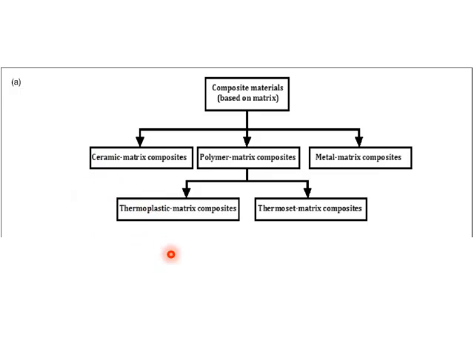So one is a thermoplastic and one is a thermoset. Okay, one is a linear chain, one is a three-dimensional network. So what are the properties, how those things are processed, we'll see as we proceed. So one more classification is based on the reinforcement.